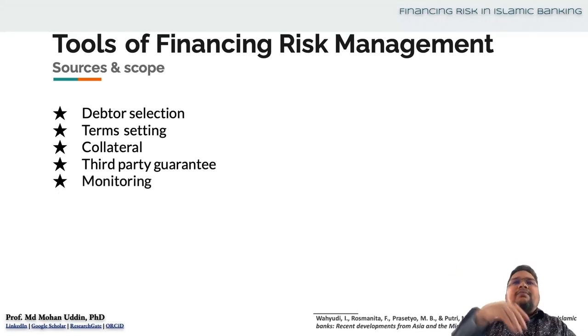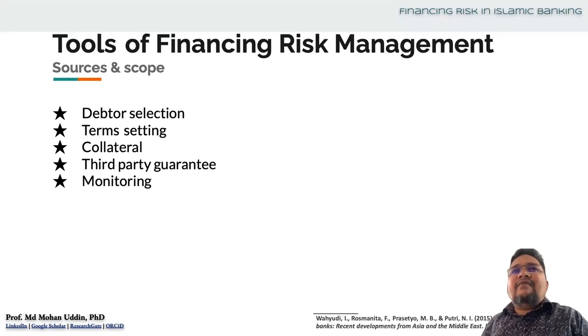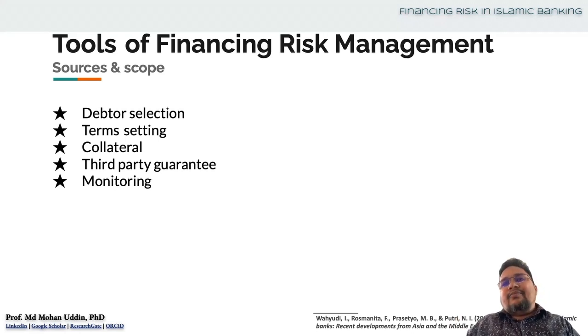And the other one is monitoring. Definitely this is very, very important. Even if you select a very good debtor, even if your terms are quite good, even if the collaterals are good, even if you have third party guarantees, still it is very important to monitor the customer. How is the customer's business progressing? Is it sufficiently good, or is it progressing as planned or as forecasted? It is very important to monitor.